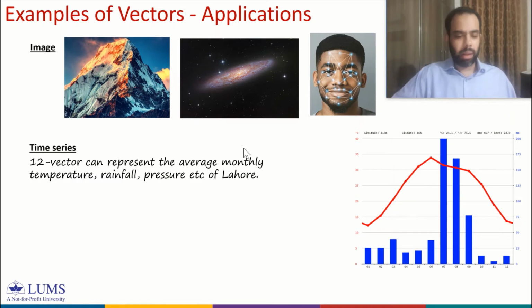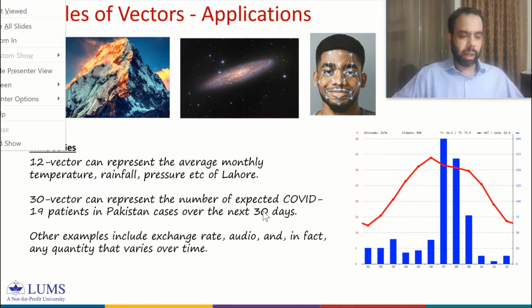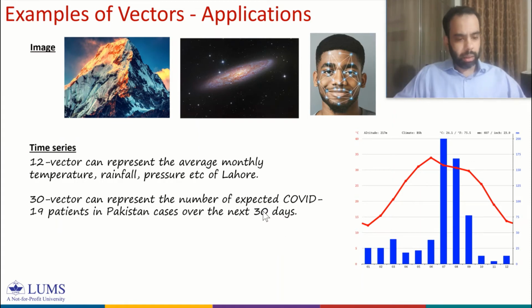Another example would be, say, a vector of size 30 can represent the number of expected COVID-19 patients in Pakistan over the next 30 days. And ideally, we would like to see that this number should decline from index 1 to 30. This is our wish list.